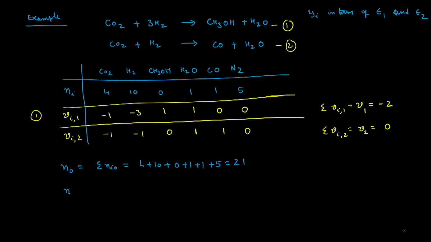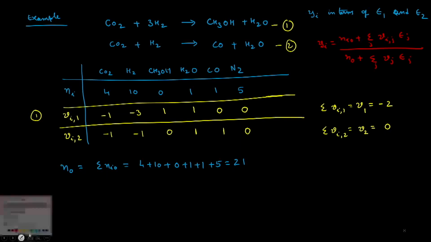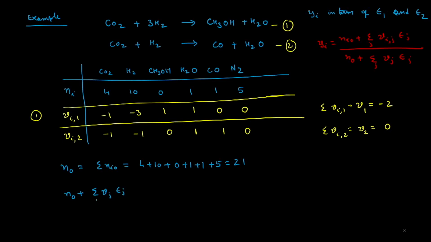And the denominator term, let's write that expression for yi one more time here. yi, as we know, is Ni naught plus the sum over j of nu ij epsilon j for reaction j, over N naught plus the sum over j of nu j epsilon j. That's the expression, right? Now, let's first write the denominator because it is common for each of the species. Like in the single reaction case, N naught plus the sum of nu j epsilon j running over all j. So it will be for both reactions 1 and 2.